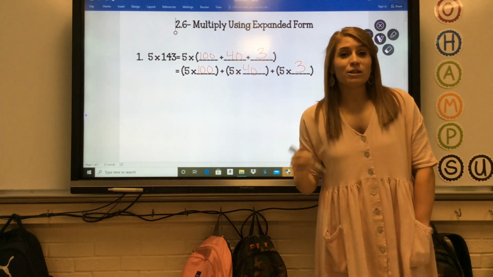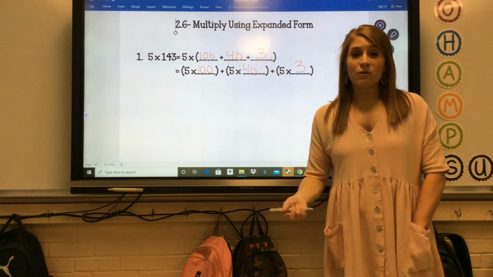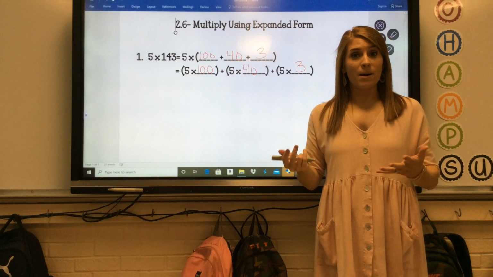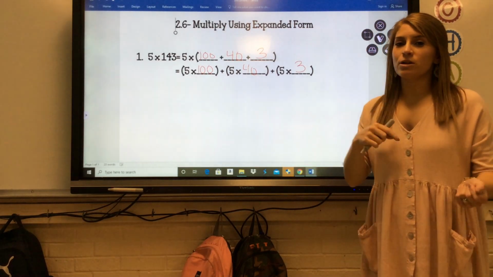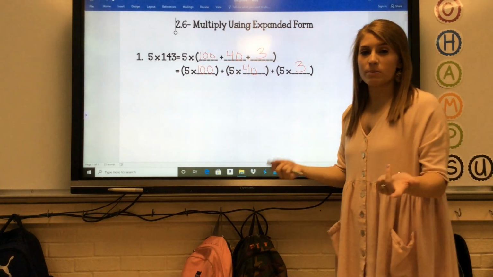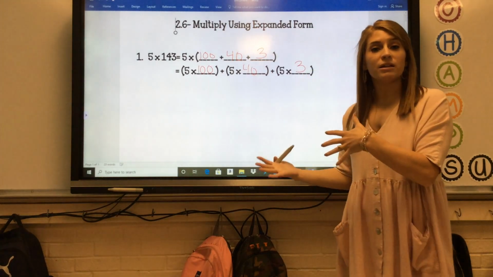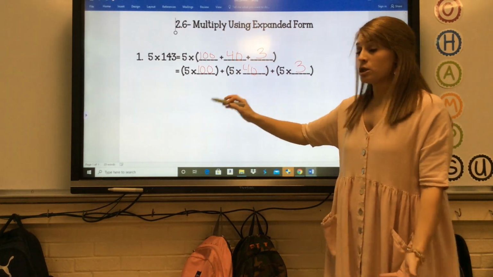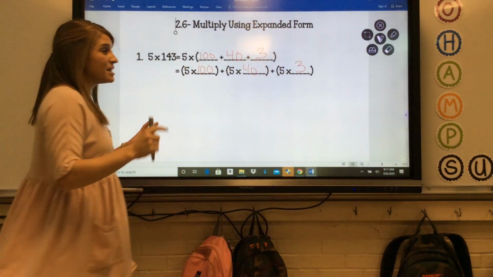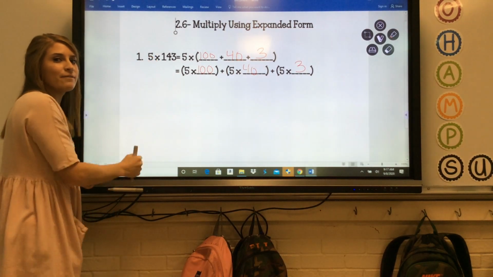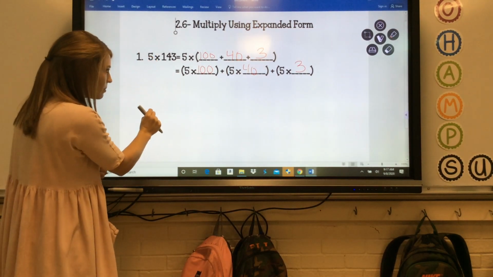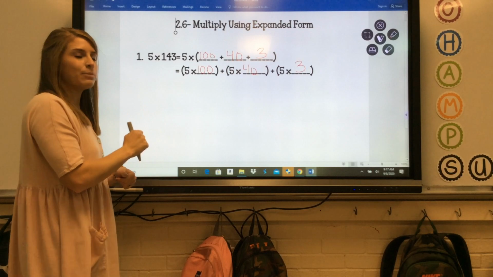Okay, now I'm going to show you one of my favorite ways that we can multiply using a box. It's kind of similar to when we were doing it with a distributive property, but we're using expanded form this time. Okay, so I'm going to draw a box, and this time it doesn't have to be perfect. I don't have to have 1 box, 2 box, 3 box. I can just draw it and label it.